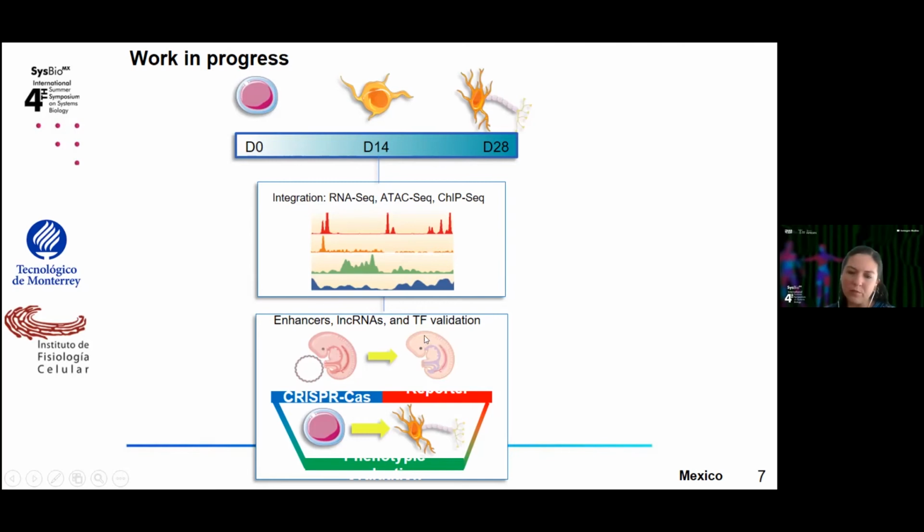And we expect to see either differentiation not occurring, or that these enhancer regions are participating in the differentiation. So we want to see what is their effect. We are also doing the same for lncRNAs. If we disrupt their function, then there will be an effect in the phenotype.